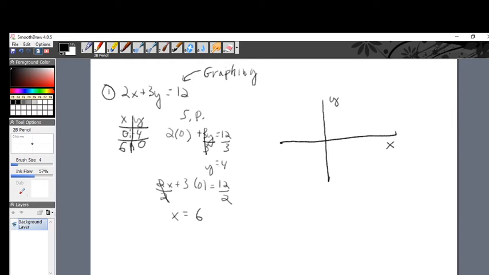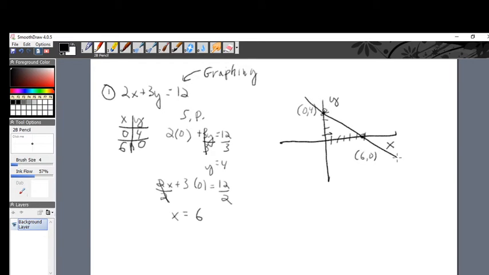What did we create? We created 2 points. We can go to our graph and graph it. 0, 4 is don't go right, don't go left, go up 1, 2, 3, 4, and label it with 0, 4. Then take the other point, 6, 0. Come back, go over to the right, 1, 2, 3, 4, 5, 6, and we've got 6, 0. They're both plotted. 2 points are plotted. Graph the line in between the 2 points.